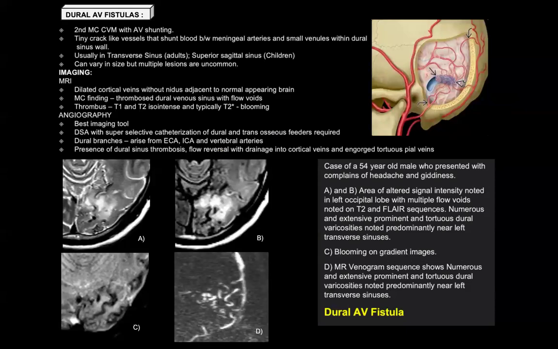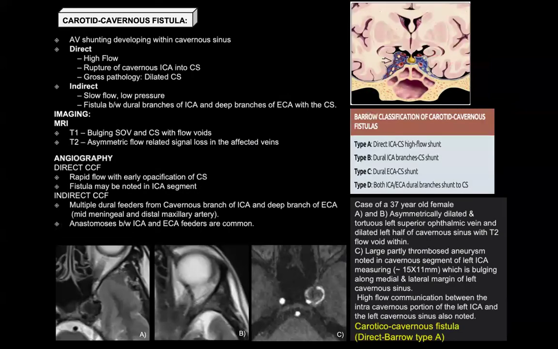Angiography is the best tool. DSA with super selective catheterization of dural and transosseous feeders is required. Dural branches may arise from the ECA, ICA, and vertebral arteries. Presence of dural sinus thrombosis, flow reversal with drainage into cortical veins, and engorged tortuous pial veins is characteristic.